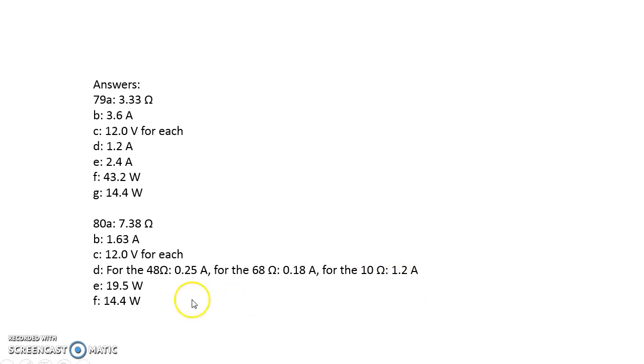For E, it's P total. P total equals V total squared over Req, and you should get 19.5 watts. And then for the last one, P equals V squared over the individual resistor, so 12 squared over 10 gives you 14.4 watts. Again, this is using a lot more power, or actually, sorry, producing a lot more power than it did in series. And I'm going to hopefully get a chance to show you a pretty cool demo about that.